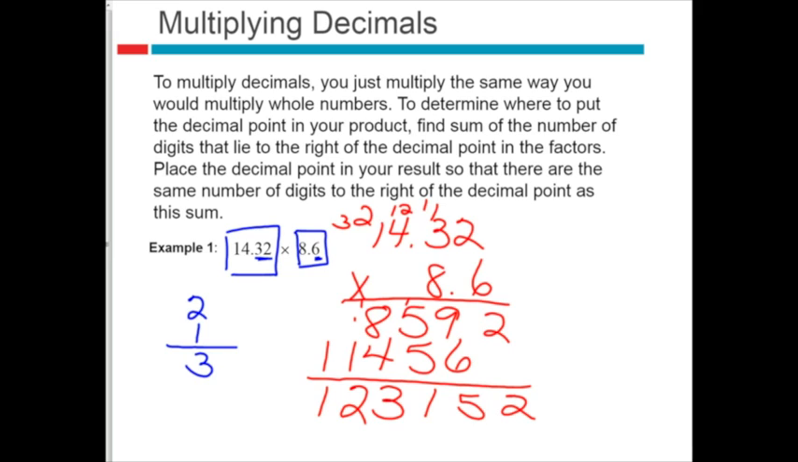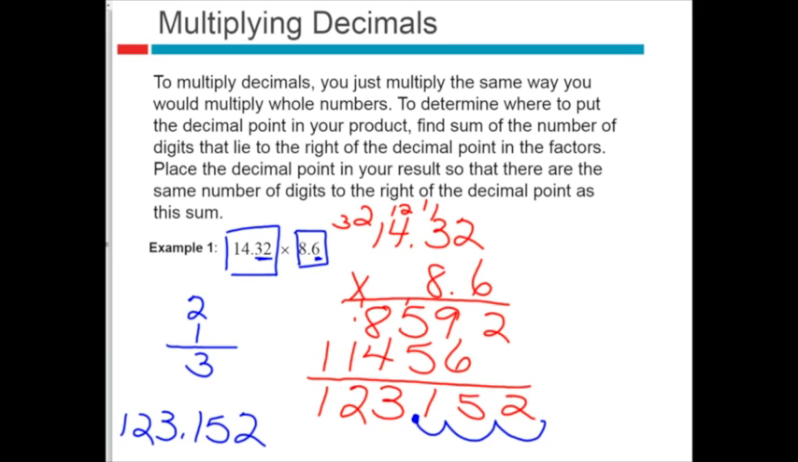This means that when we place the decimal, we start at the far right and we move 3 places to the left. So your solution is going to be 123 and 152 thousandths. That's our solution.